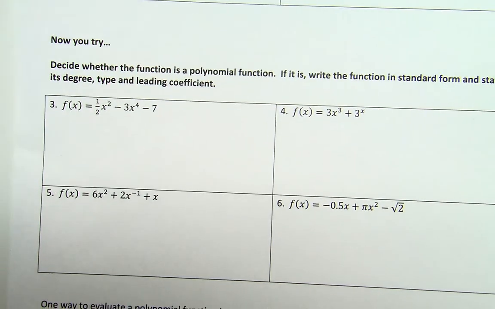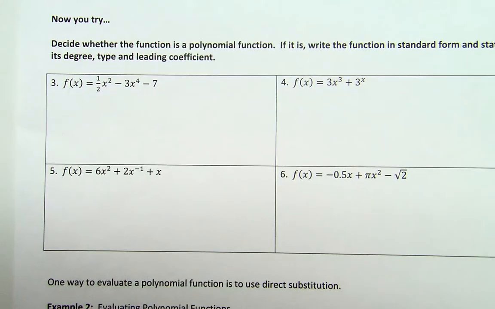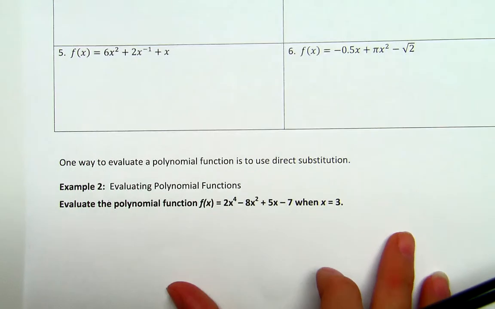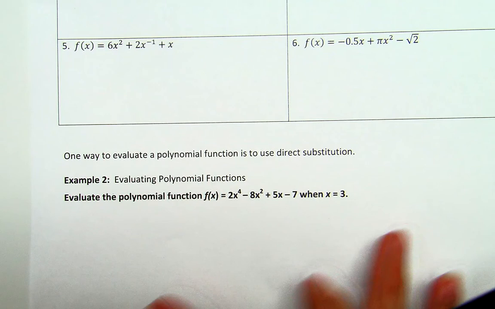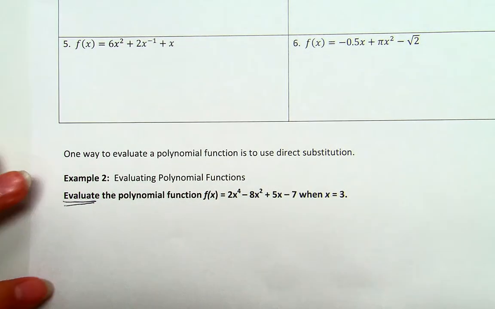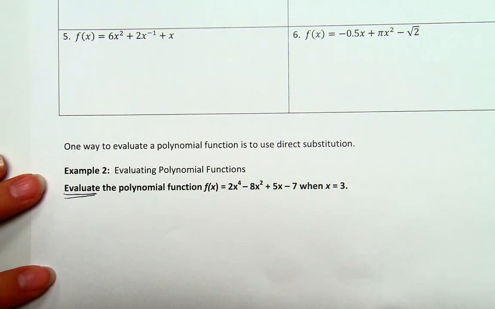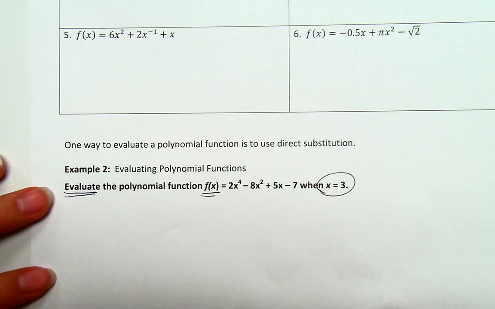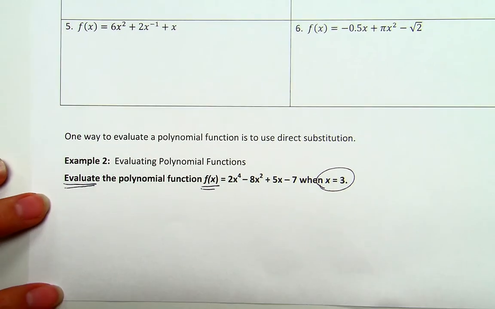Okay. So, one way to evaluate a polynomial function, so now we're getting into evaluating polynomial functions, is if you're given a value for x, all we're going to do is plug that value into your equation. So evaluating a polynomial basically means solving for f of x when x is equal to 3. So how do we write that? One way that we can evaluate this is direct substitution.